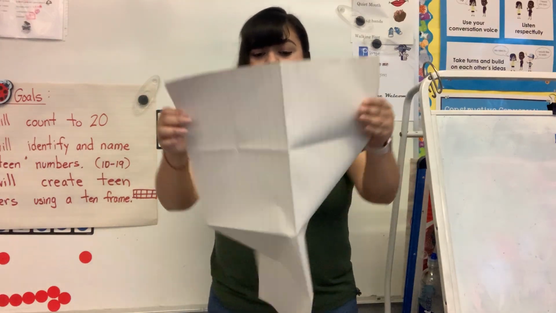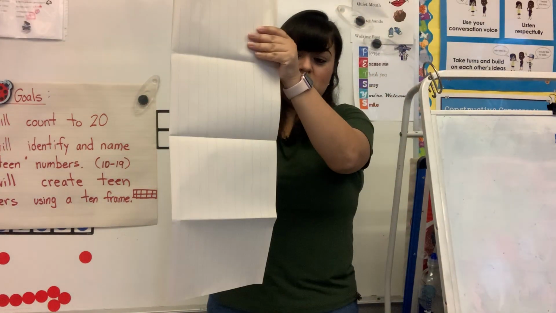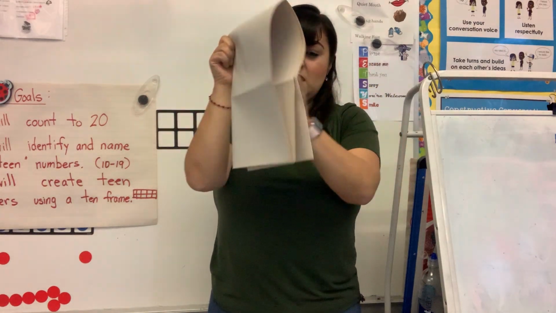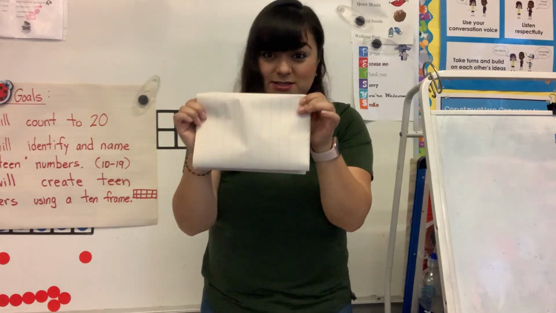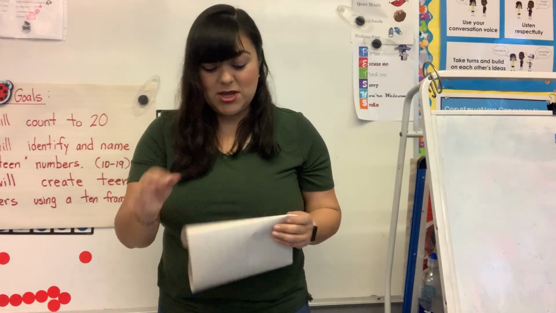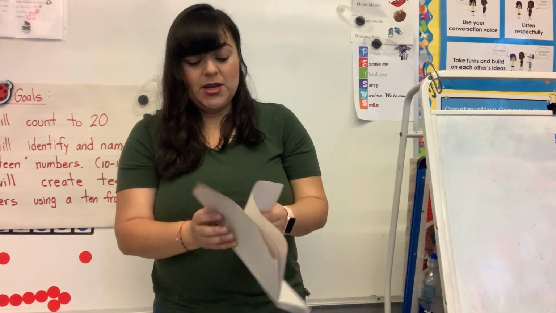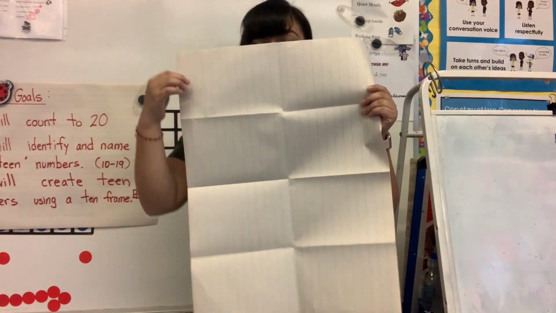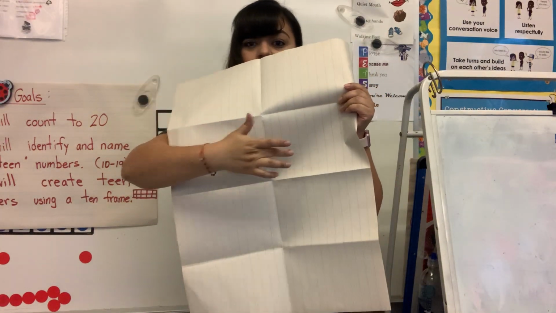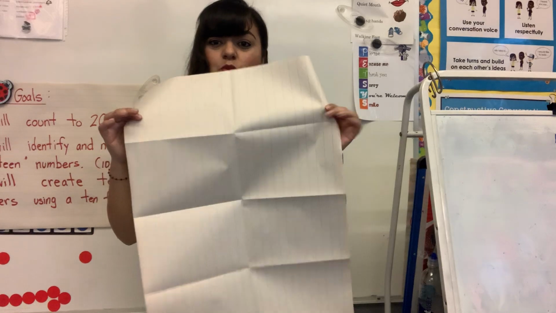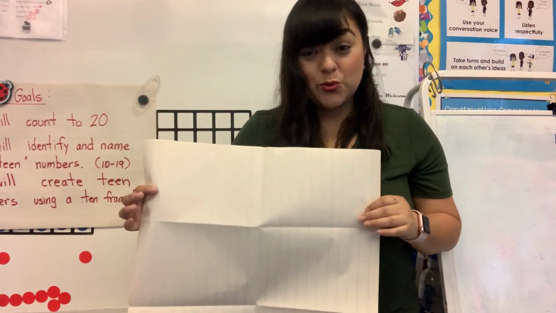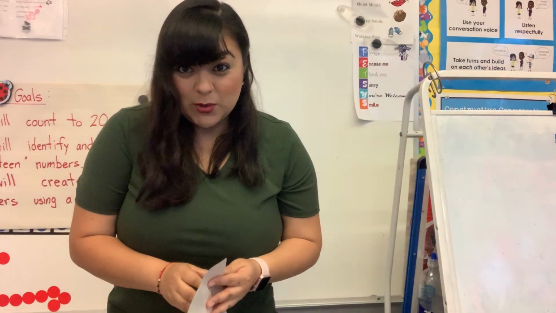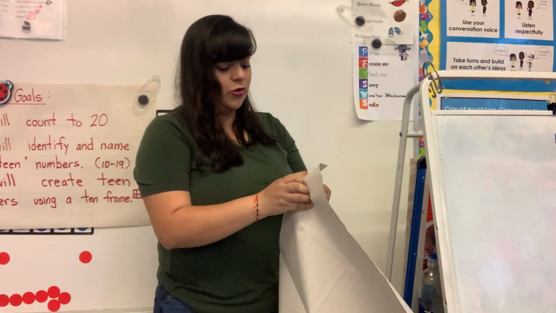Once again, you fold it in half, that's 1. Fold it down in half, that's 2. And fold it down in half, that's 3. So I folded the paper 3 times. Once you open it up, you will see that there are squares. 1, 2, 3, 4, 5, 6, 7, 8 squares where you're going to be creating your teen numbers at home. So let me show you what I want you to do today for your home learning.